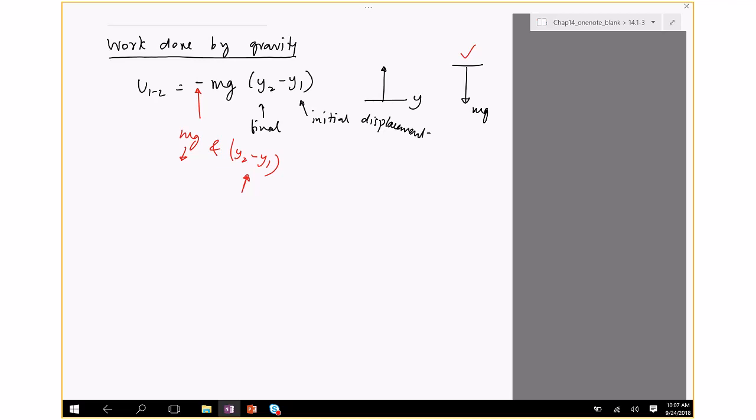I would recommend you stick to the sign convention. Upwards is positive. So if your mass moves up, work done is negative. If it moves down, work done is positive, by this definition.